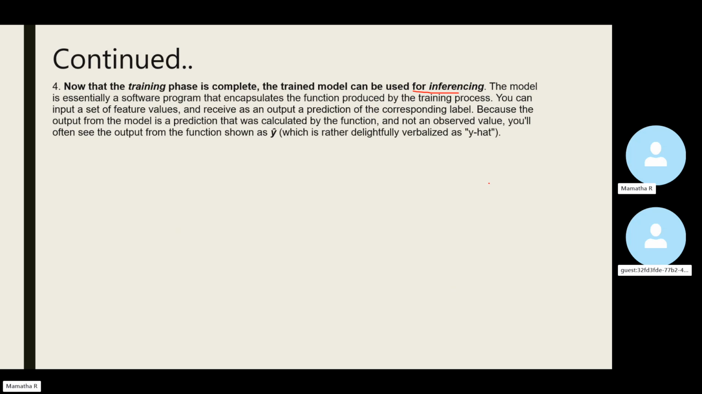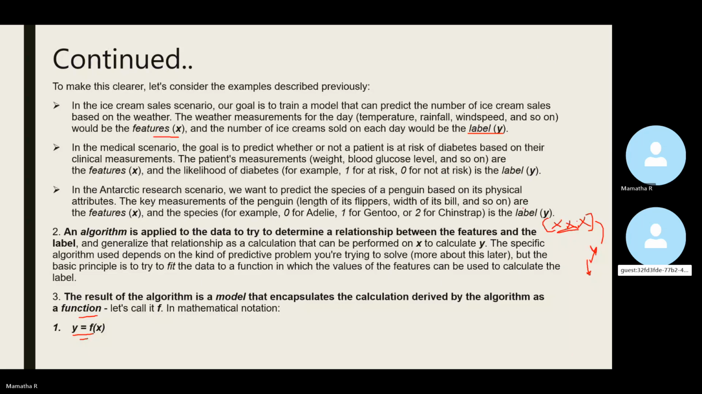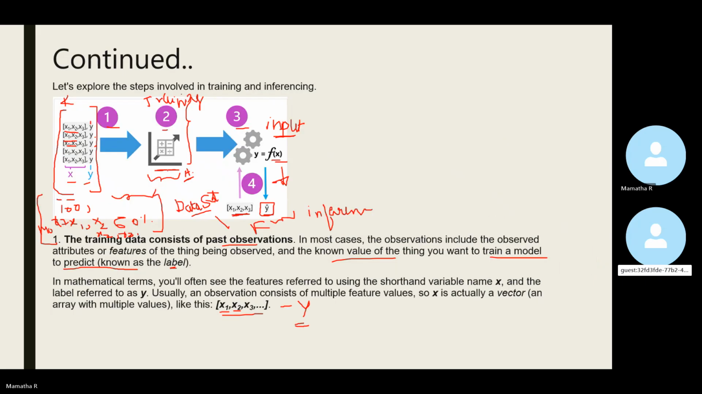Is it clear? Mamta, can you go back to the previous screen? Yes. The result of the algorithm is a model. The training means the historical data plus the algorithm. These two become the training, and this training is going to become a model, the whole trained model. These first two steps become a model.